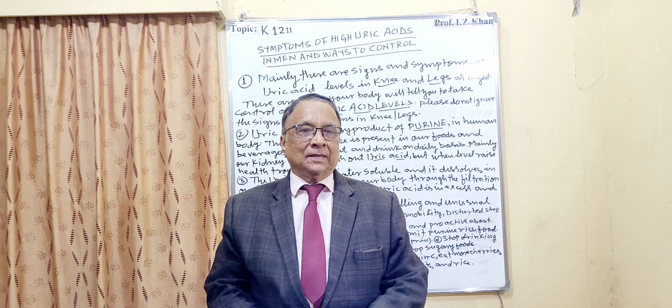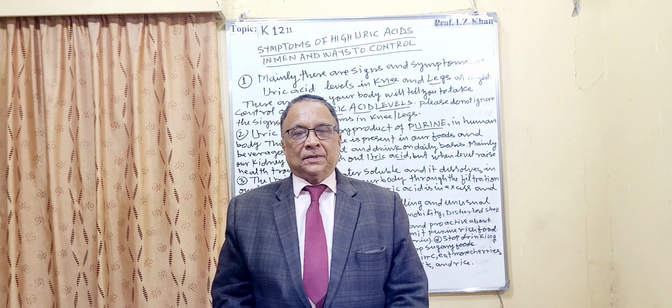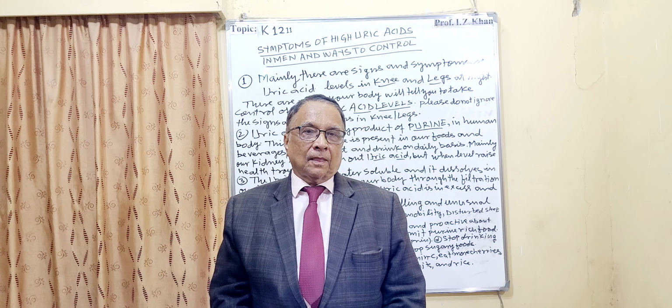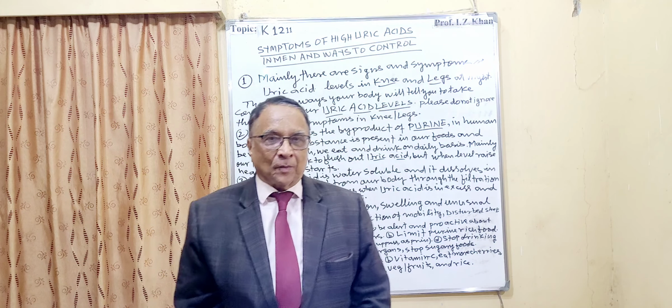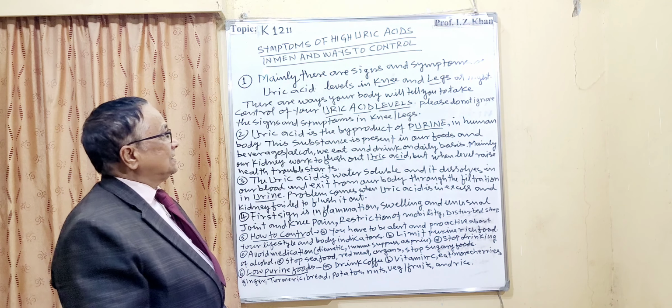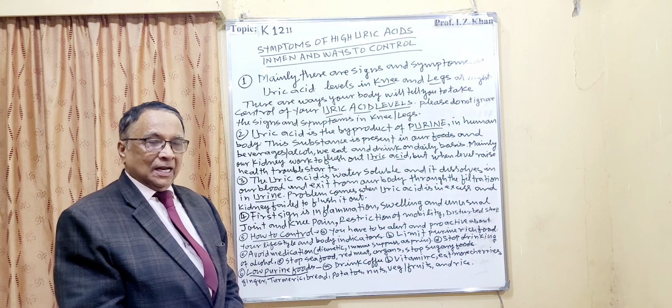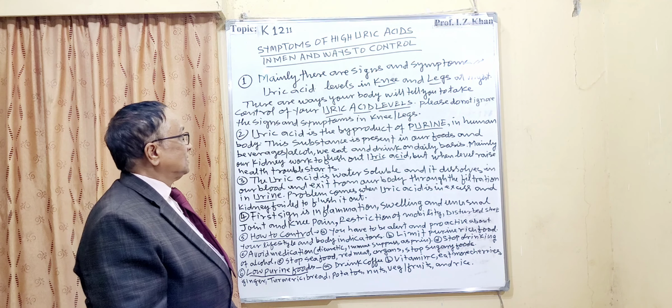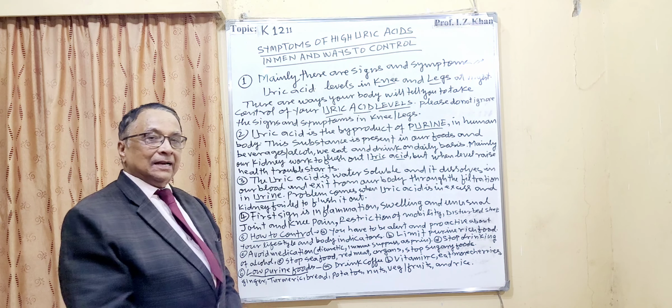So here I have given this summary of the symptoms and how to control the excess of uric acid in your body. Number one, mainly there are signs and symptoms, called body language, of uric acid levels in the knee and legs.